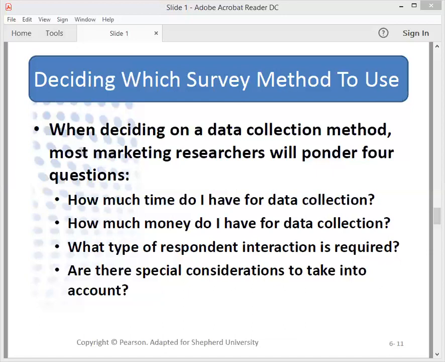Another question we have to consider is what type of respondent interaction is required. The type of interaction with the respondent will affect the collection method decision. If respondents only need verbal communication, telephone interviewing will work. If the respondent needs to view photos of a logo or a magazine ad, mail surveys or online surveys may be considered.